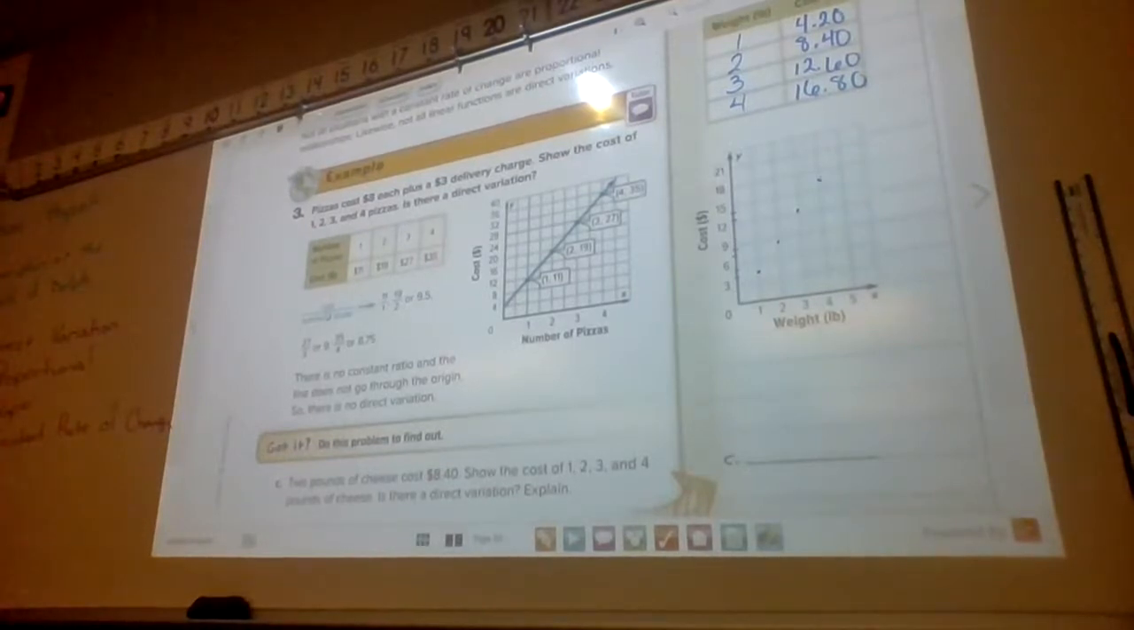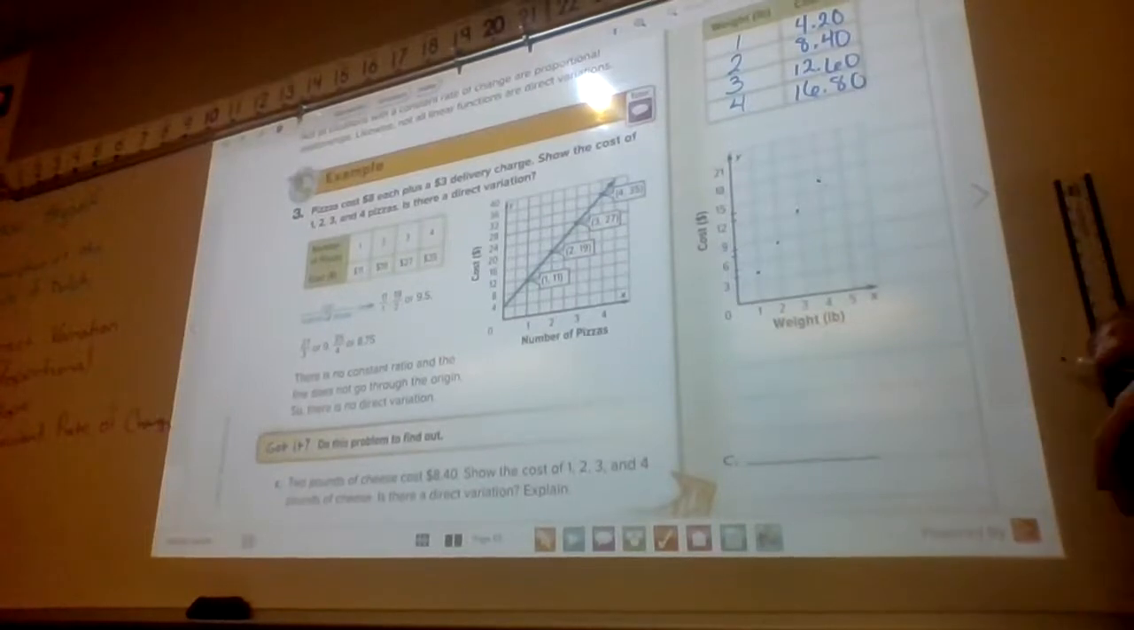Then what do I want to see you guys using? A ruler or a straight edge. A straight edge. Does it have to be a ruler? No. What does it have to have? Straight edge. A straight edge.